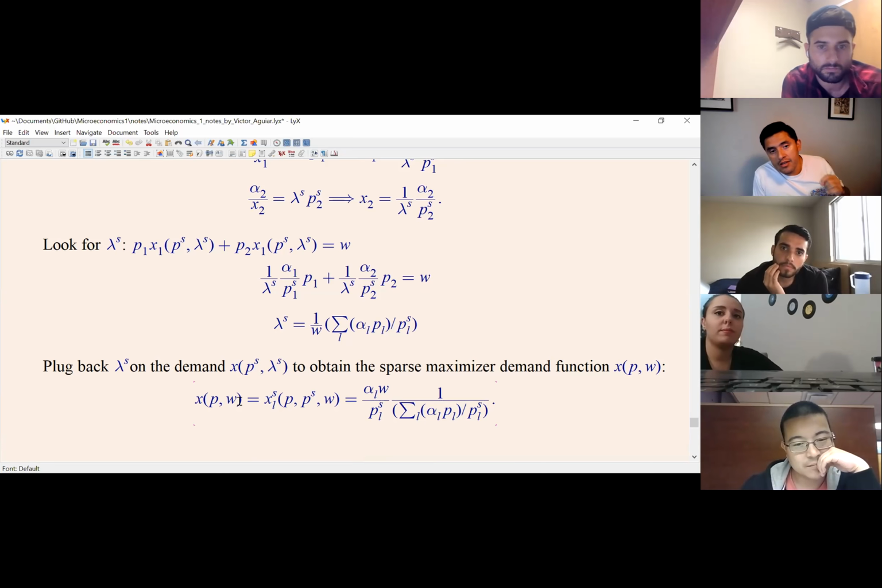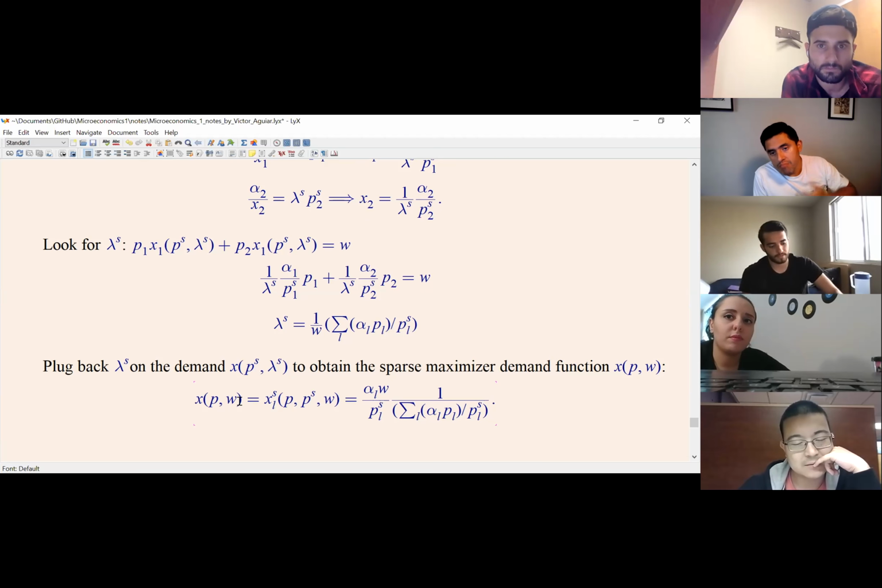Remember the Slutsky matrix, because we're also ending the class, was symmetric for the rational case, right? So if you compute the Slutsky matrix for this new demand, it won't be symmetric. Oh, because it's not rational. Yeah, that's the point, right?